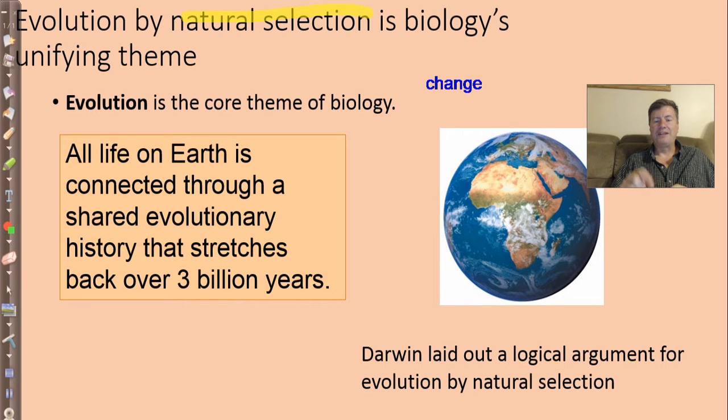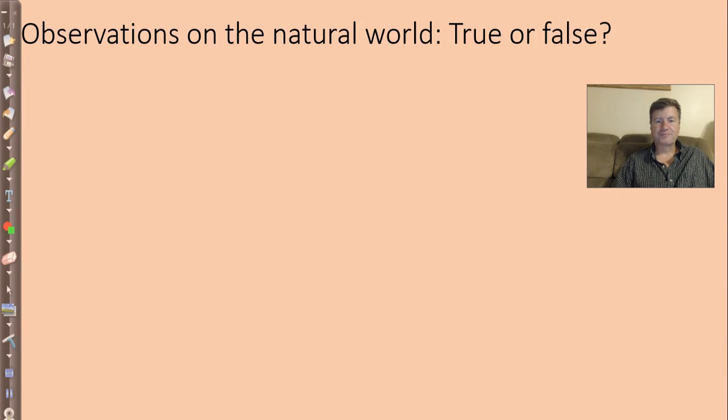He laid out an argument. He said, tell you what, I believe this is how we see the diversity of life. This is how evolution occurred. This is how change occurred in life on our planet. So what did he propose?